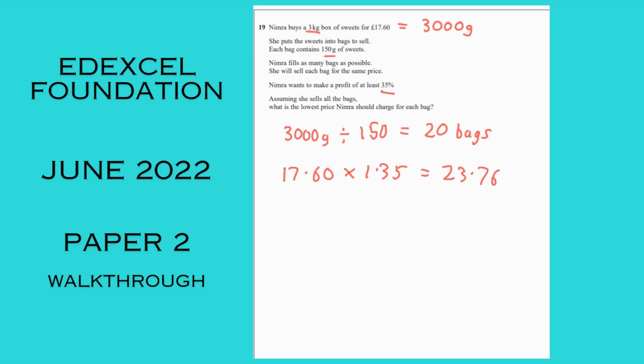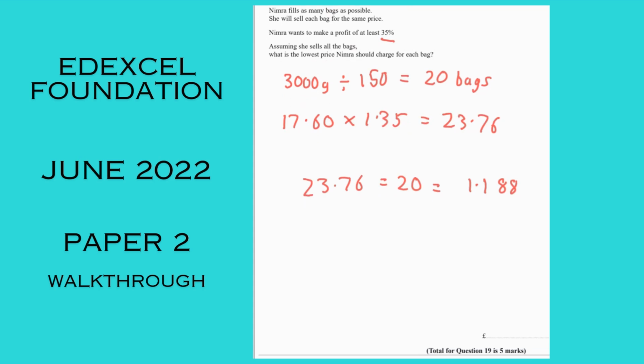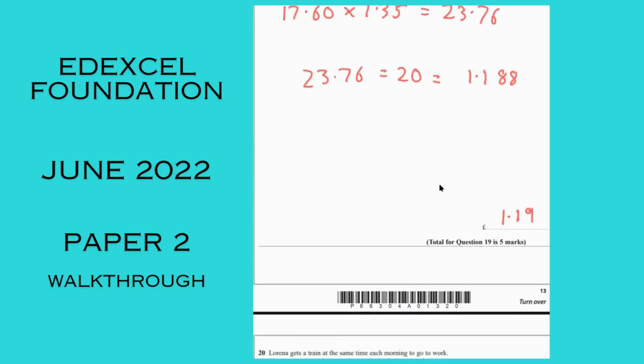£23.76. So for that to be the minimum she wants in total, then the minimum for each bag would be 1.188. Now it just happens to round up. Obviously, if you wanted the minimum, you'd round this up anyway. But she'd need to sell the bags for £1.19 to make sure she gets a profit of at least 35%.